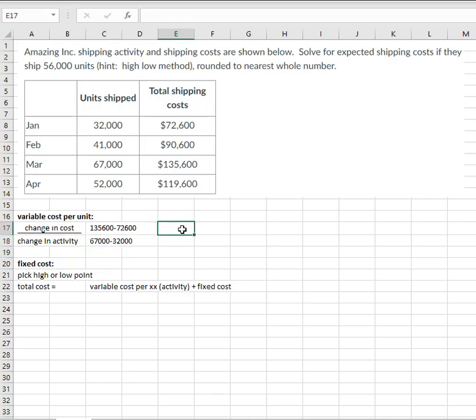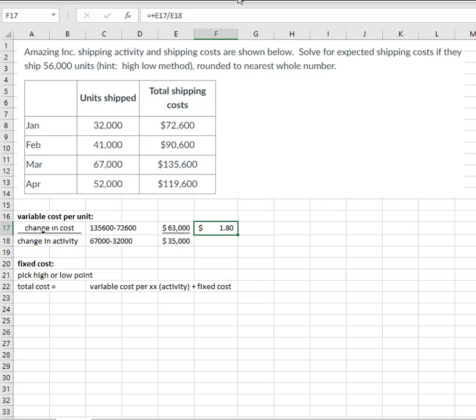All right, let's do the math of that. There's your numerator. Hope I don't have any typos here. And so the variable cost per unit, we do the math here, divide out the fraction. We get $1.80, or is there some rounding? No. Okay, good. All right, so $1.80 per unit shipped.